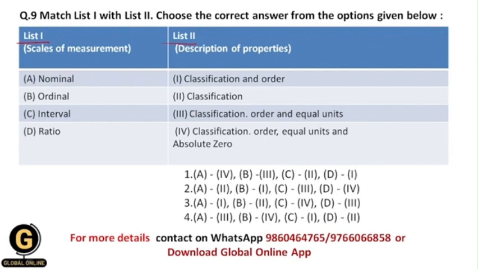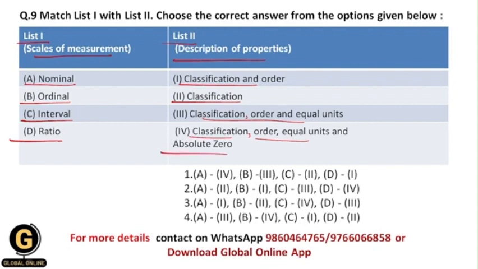So within list 1 they have given you different scales of measurement, and within list 2 they have given descriptions of their properties. The scales of measurement include nominal, ordinal, interval and ratio, and the descriptions of properties include classification, order, equal units and absolute zero. As I have told you earlier in this video, the nominal scale includes only classification of variables, that's why nominal will go for classification.